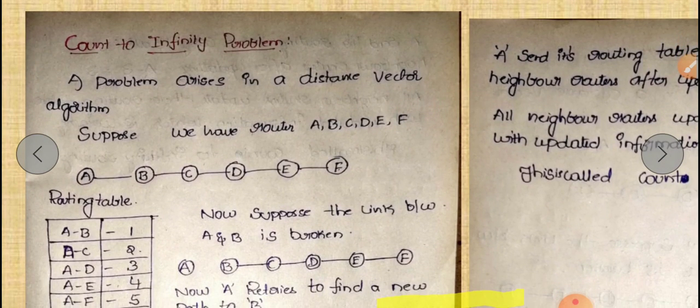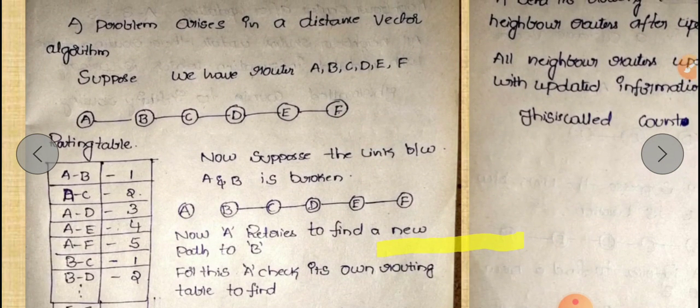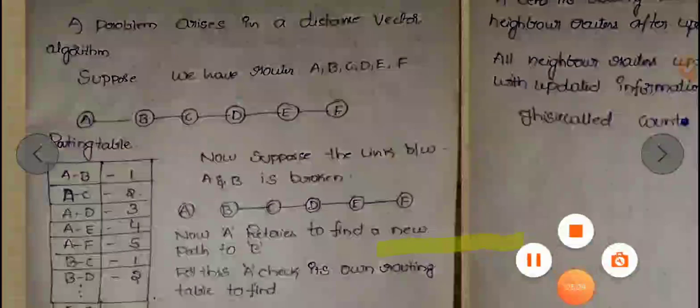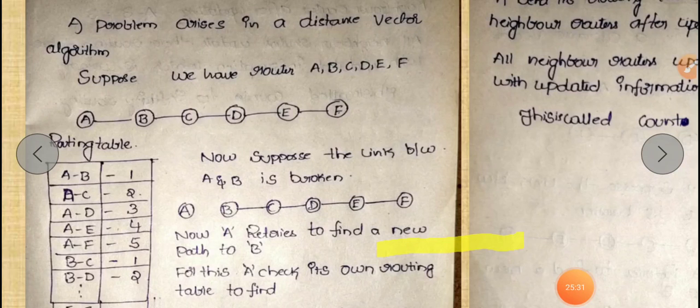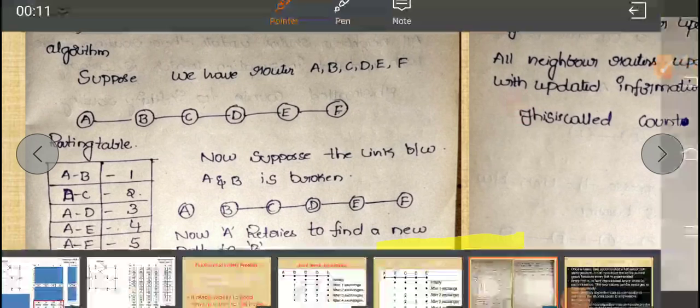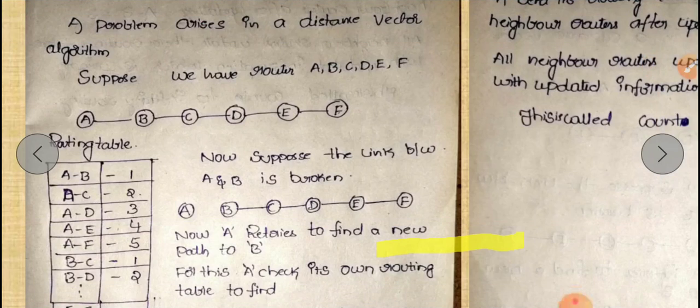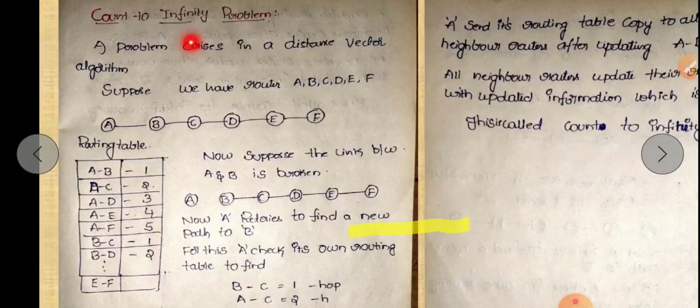So the count to infinity problem, suppose I have taken that the problem arises in a distance vector algorithm. Suppose we have taken the routers A, B, C, D, E, F. So A to B, B to C, D to E, E to F. So I have interconnected all these routers.